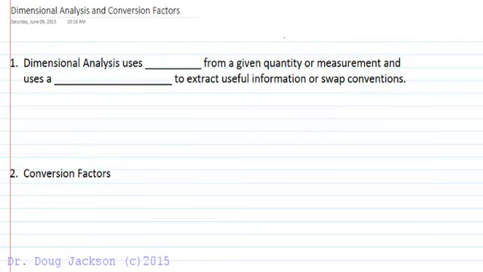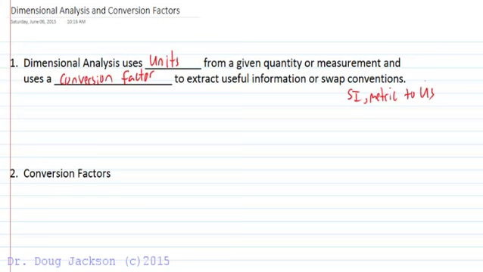Let's talk about dimensional analysis and conversion factors. Dimensional analysis is going to use the units from a given quantity or measurement, just from the problem. It'll be given to us, and it will use a conversion factor to extract useful information or to swap conventions, say from the SI system or metric system to US or back and forth. Okay, so we can swap conventions or we can extract useful information.